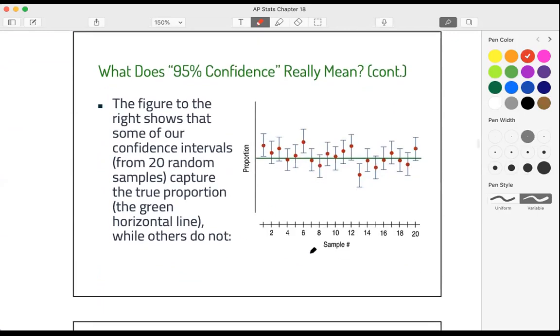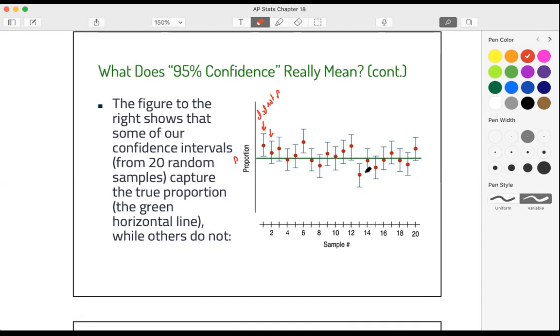So what does 95% confidence really mean? The figure to the right shows that some of our confidence intervals from 20 random samples captured the true proportion, which is the green horizontal line, while others do not. So this is one confidence interval, this is another confidence interval. Each of these red dots are p hats. So I take a p hat, I build a confidence interval. This one did not get p. Here's p, the true p. This one did.